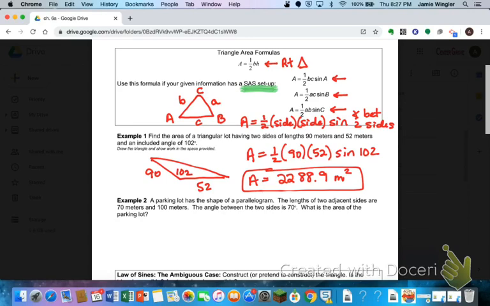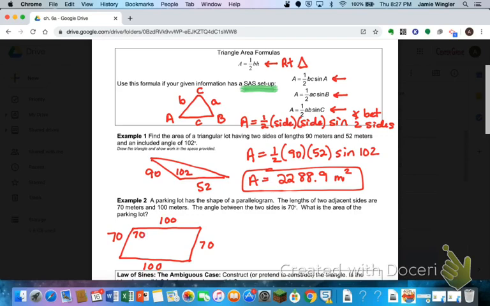On example 2, we have a parking lot that's in the shape of a parallelogram. Well, here's what a parallelogram looks like. And in this parallelogram, the length of two adjacent sides are 70 meters and 100 meters. We also know in a parallelogram that the opposite sides are congruent, and the angle between the two given sides, which are the 70 and the 100, is 70 degrees.